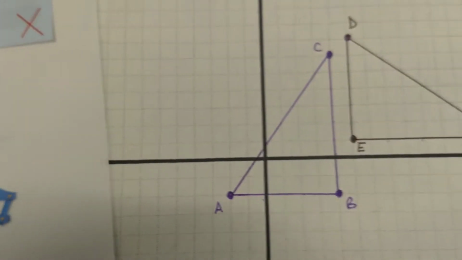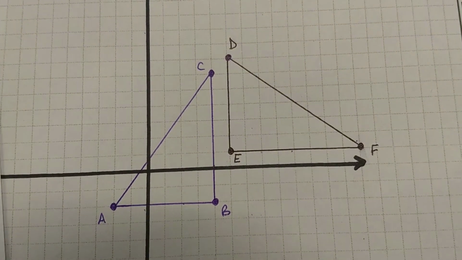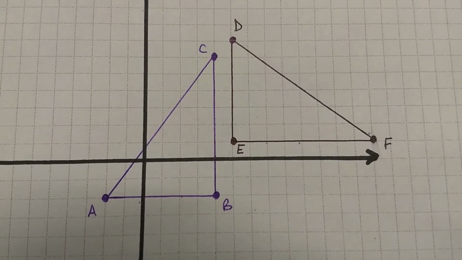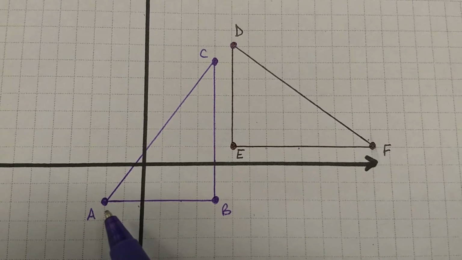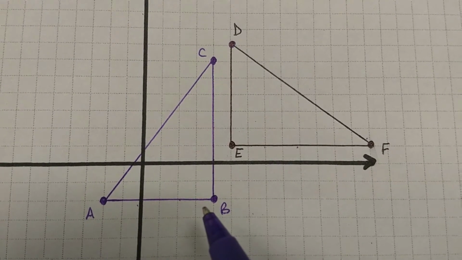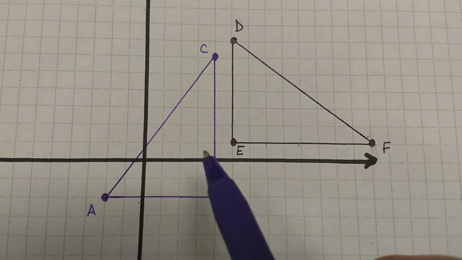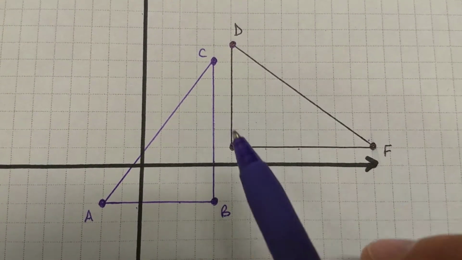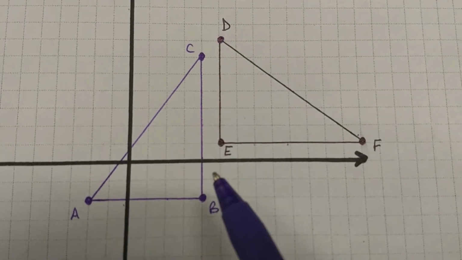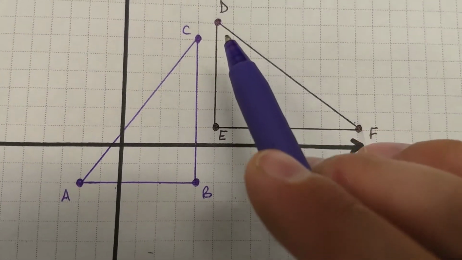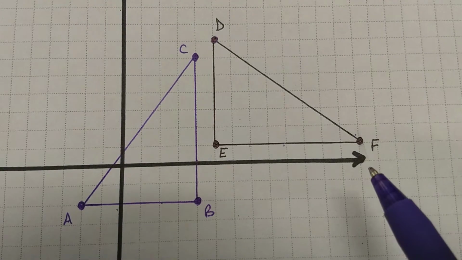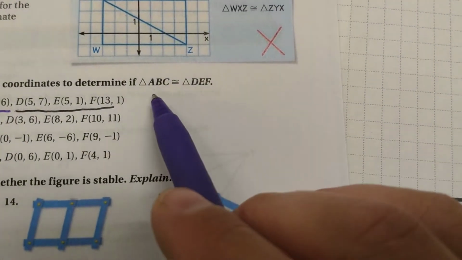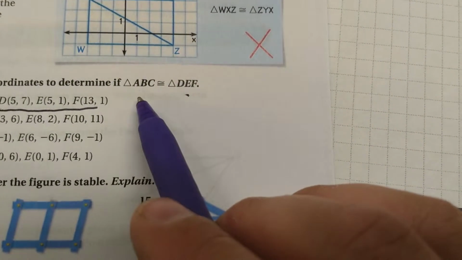I've done that over here, and although you're seeing it now, I would suggest that you actually practice doing that on your own. But you see the vertices, A is at -2, -2, B is at 4, -2, C is at 4, 6. That makes up the first triangle. The second triangle, D is at 5, 7, E is at 5, 1, and then F is at 13, 1. And the question that we're trying to determine is if those two triangles are indeed congruent.